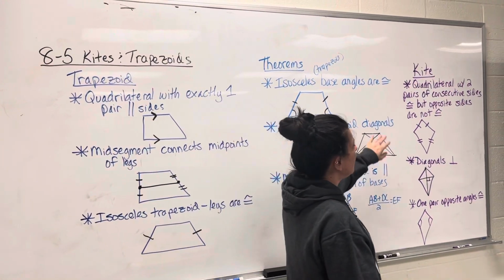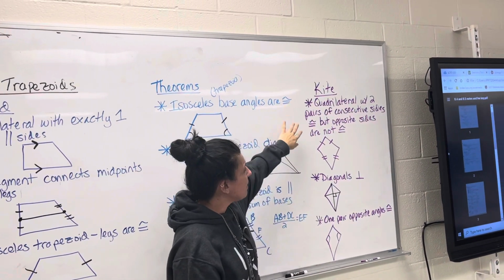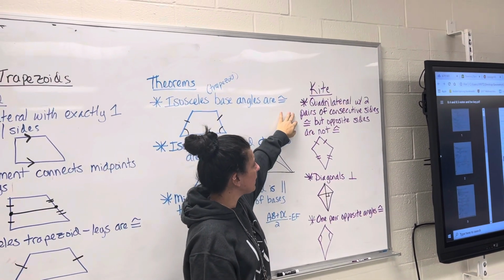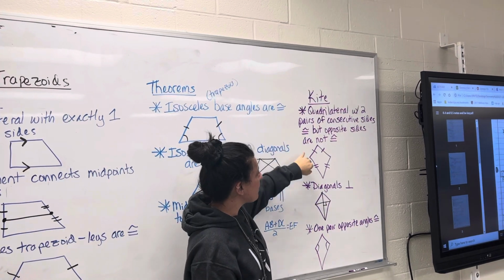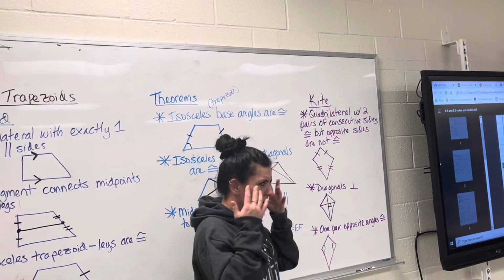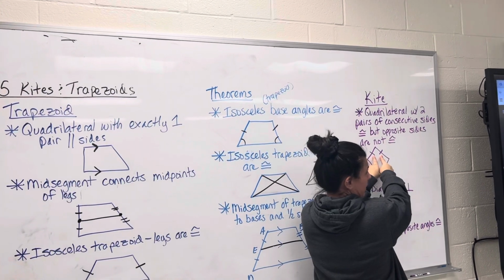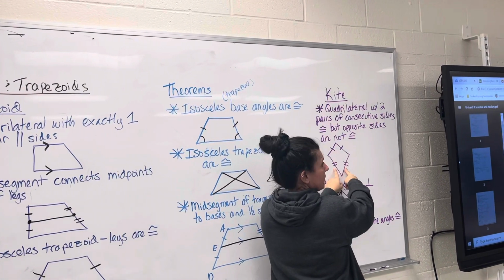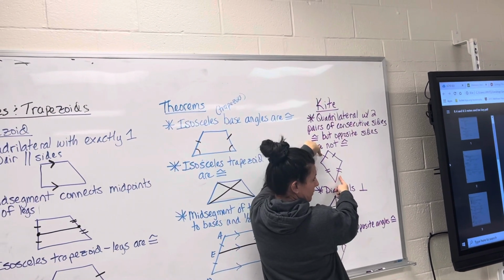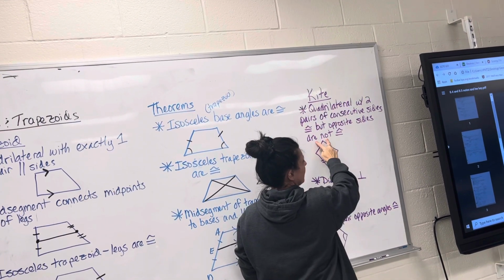For a kite, again, it's a quadrilateral. It's not a parallelogram. It's a four-sided figure. Be really careful with this criteria because it's a little bit tricky. It says two pairs of consecutive sides congruent, but opposite sides are not. Consecutive means next to each other. So you guys have an idea of what a kite looks like. Well, these two lengths are the same. They're consecutive, next to each other. These two are consecutive, next to each other, and the same length. But opposite sides are not congruent. These sides are not congruent. These are congruent. These are congruent.